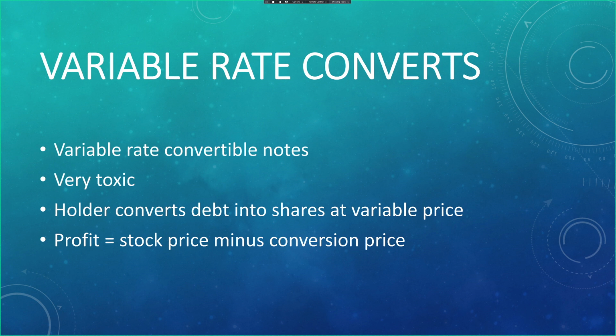And so here, let's just make simple numbers. My conversion price is $1. I am owed $1 million, right? So I convert 1 million shares. Boom, just like that. I pay the company $1 million, but the stock's at $10, and now I sell those, and I just made $9 million, right? That's how convertibles work.